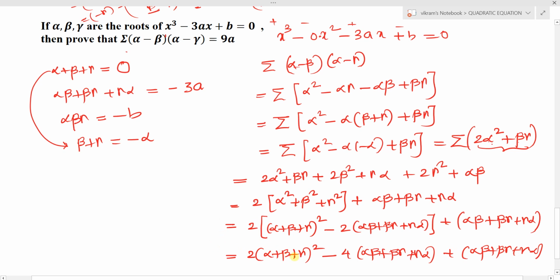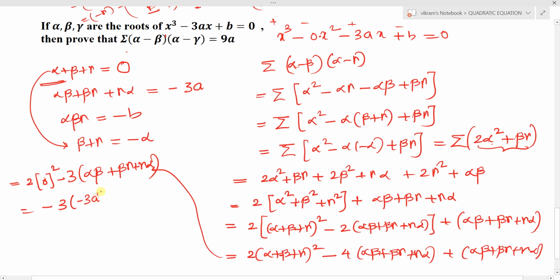So now we can simplify this. Okay, now I am simplifying over here. The resultant is equal to 2 into alpha plus beta plus gamma, which is equal to 0, whole square, minus, and I can write this as 3 into alpha beta plus beta gamma plus gamma alpha, which is equal to minus 3 into minus 3a. So minus 3a, the resultant is equal to 9a. So he is asking us to show the same thing, summation of alpha minus beta into alpha minus gamma equals 9a.